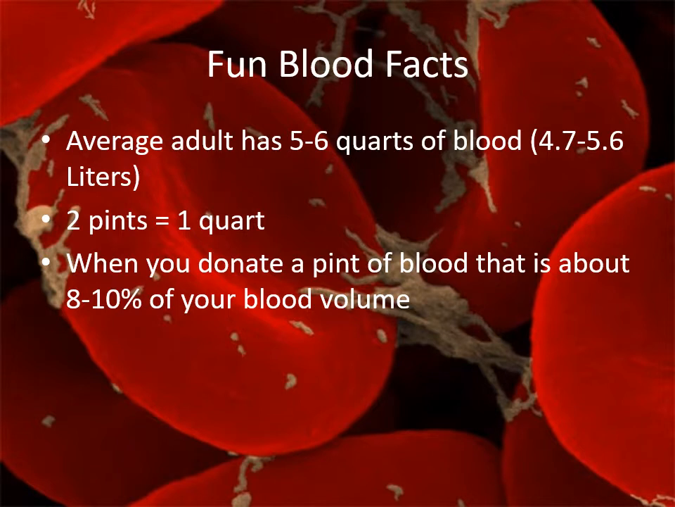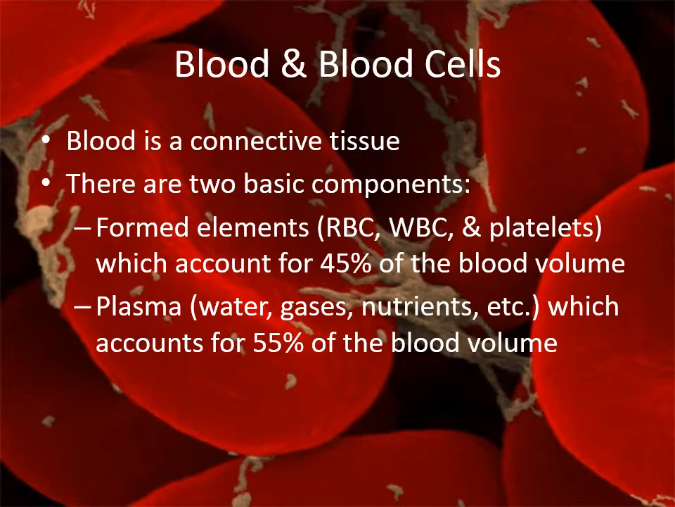So the average adult has approximately 5 to 6 quarts of blood. That translates to about 4.7 to 5.6 liters, and 2 pints is a quart. So you've got between 10 and 12 pints of blood. So when you donate a pint of blood with the Red Cross, you're donating about 8 to 10% of your blood volume.